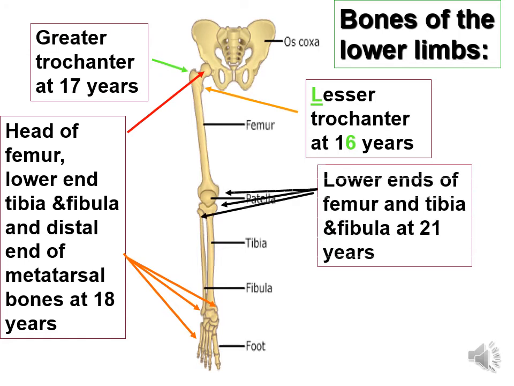Everything around the knee unites at the age of 20. The lower ends of femur and tibia and fibula at the age of 21 years. Okay?